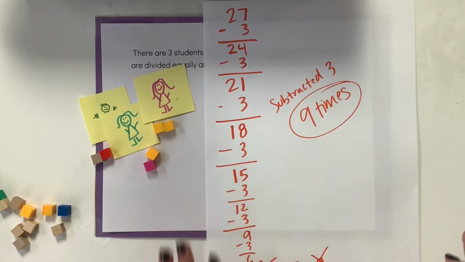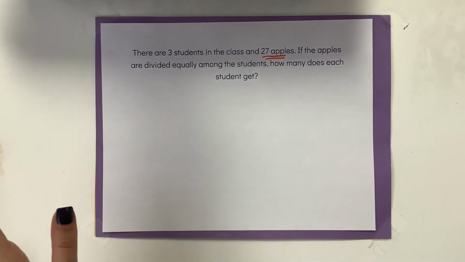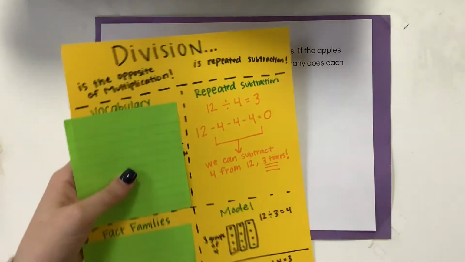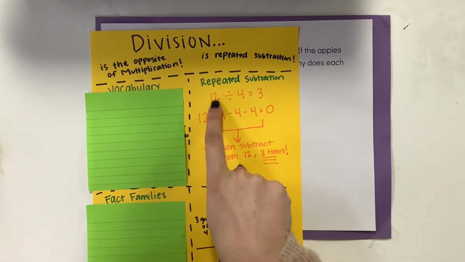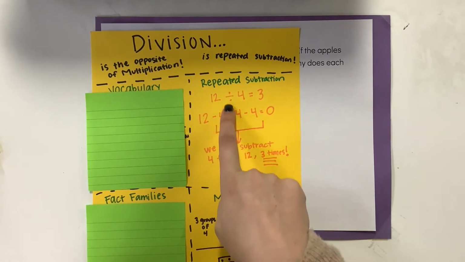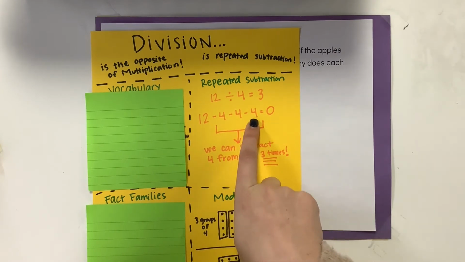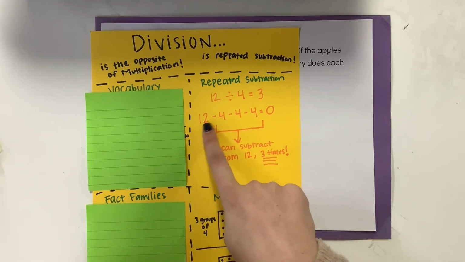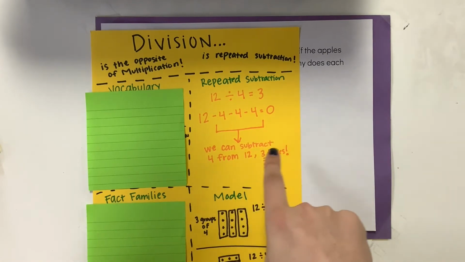Okay, so division is the opposite of multiplication. It is repeated subtraction. So looking here, if we did 12 divided by 4, so 12 apples divided by 4 students, that would equal 3. I give each student an apple, and again, and again. I gave each student 3 apples because I subtracted 4 from 12 3 times to get to 0.